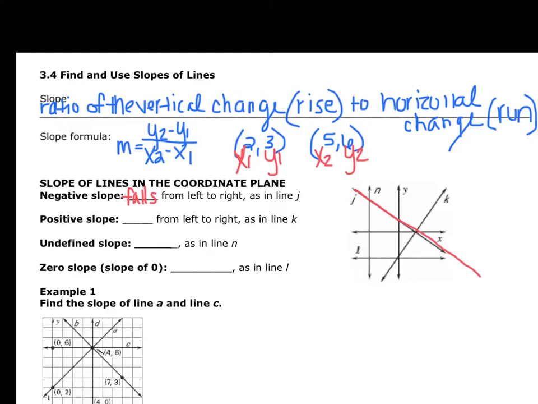A positive slope is when the line rises from left to right. So this is going to be a positive slope line. It's rising up from left to right. These other special cases are certain lines. Undefined slope is when you have a vertical line. Like in line N right here, you see that that is a vertical line. So vertical lines have an undefined slope.